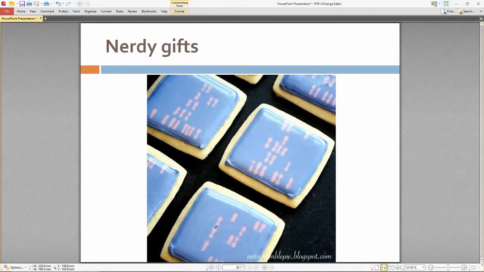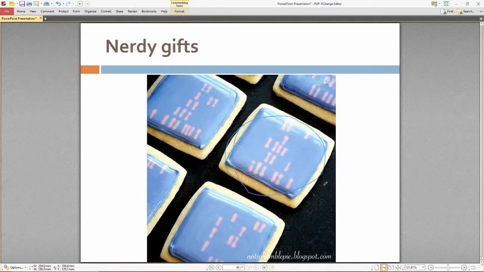Oh, what are the nerdy gifts? They're just different gels that have been run. So let's say that this was your DNA at a certain locus, and then it was run on a gel and then stained and a picture was taken of it, and then somebody sent it to you. I think these are cookies. So I mean that's why it's a nerdy gift. These are just different gel stainings.